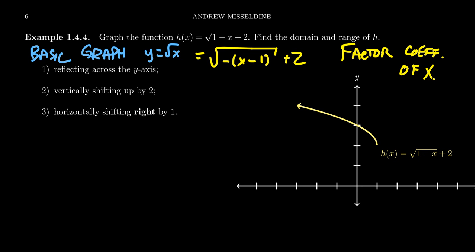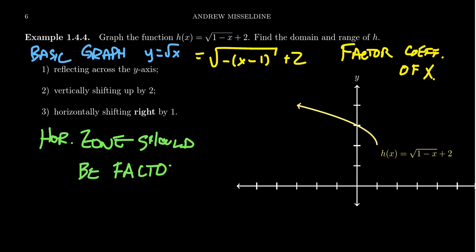And so the order of operations matters here. This function, the original form, actually was doing a shift, then a reflection, but we agreed earlier that we're going to reflect, and then we're going to shift. So to avoid those confusions, always factor the coefficient away from the x. And if you're adding something to the x, you'll need to factor away from that as well. So you prefer to see the horizontal zone factored. The horizontal zone should be factored. Let me even write this on the screen. The horizontal zone should be factored. If it's not factored, you're going to probably get a lot of headache there. Life will be easier if you factor the horizontal zone.